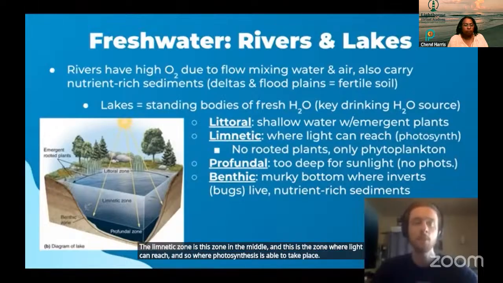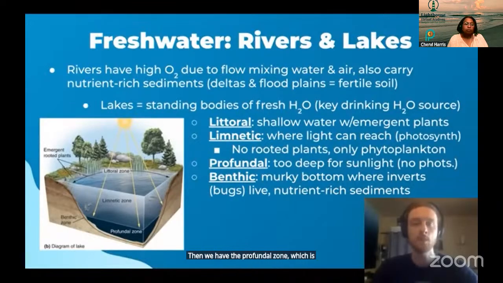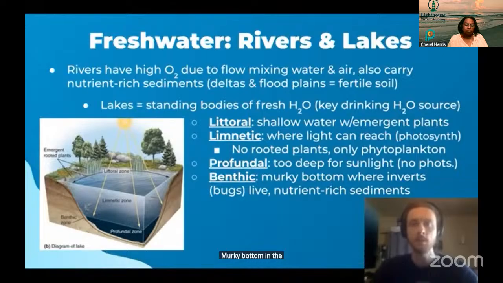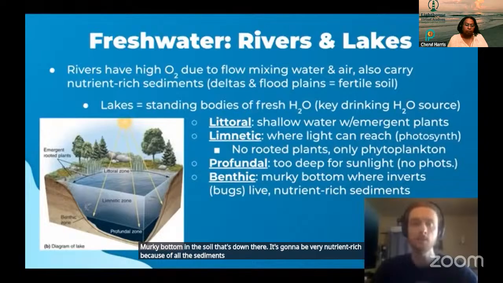Then we have the profundal zone, which is too deep for light to reach, and so there's not going to be any photosynthesis happening in that zone. And then finally, we have the benthic zone, which is kind of like the murky bottom of the body of water, and it's going to feature things like invertebrates that are going to live in that murky bottom and the soil that's down there. It's going to be very nutrient rich because of all the sediments there containing organic materials.